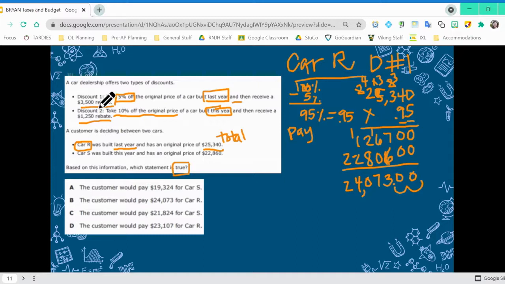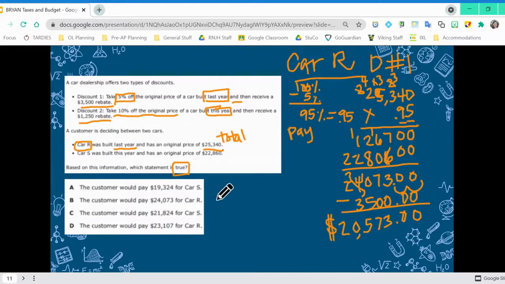Then you're going to receive a $3,500 rebate. So remember, a rebate is going to be when they give you the money back. So we're going to subtract that from our total. So we're going to subtract $3,500 from our original amount. So we subtract that and we get $73. And that is the price for car R.